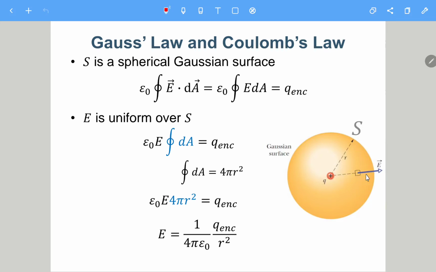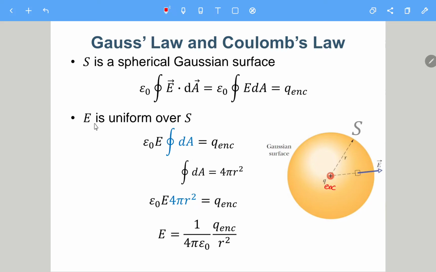E has the same direction as dA, because dA is perpendicular to the surface. So the E vector and dA point in the same direction, which means E dot dA is E dA cosine 0 degrees. Cosine 0 degrees is 1, so it will be like this. And then this Q is the charge, small q, or maybe I can write it as Q enclosed.